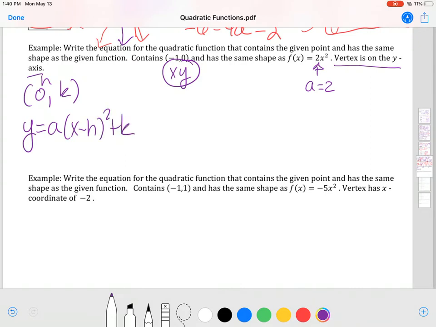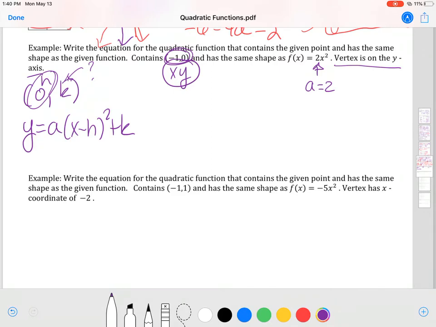This time we know what our a value is, it's 2. We have a point for x and y. We have our value of h, so the only thing we need to find is k. So I'm going to plug everything in except for k because we don't have that, and that's what I'm going to look for in this case.